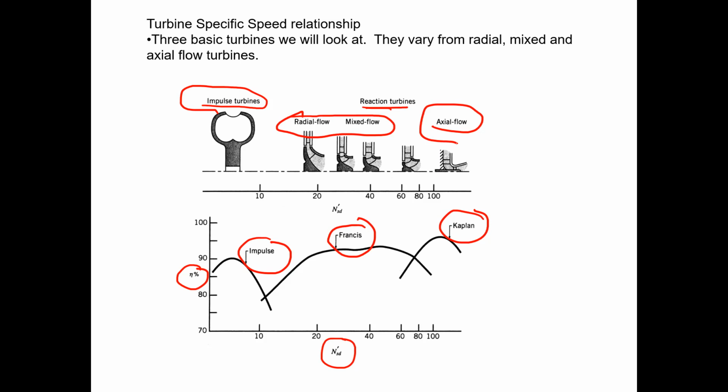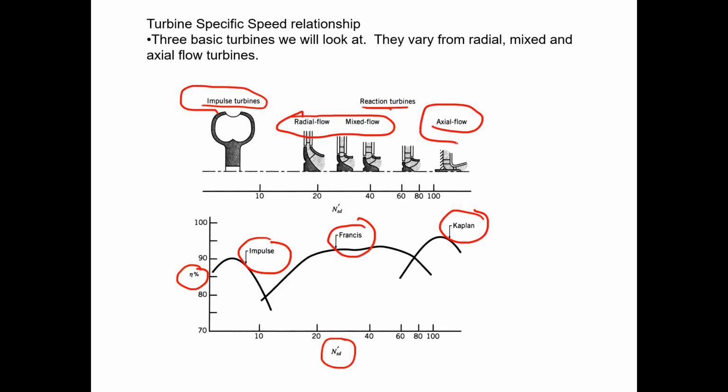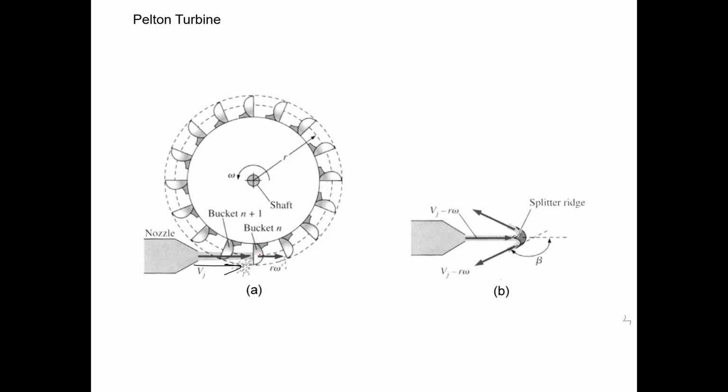So let's go ahead a little further and look at the example of a Pelton turbine. A Pelton turbine is a type of impulse turbine, right? So if you go back and we look at impulse turbines, you can kind of see how they work here.